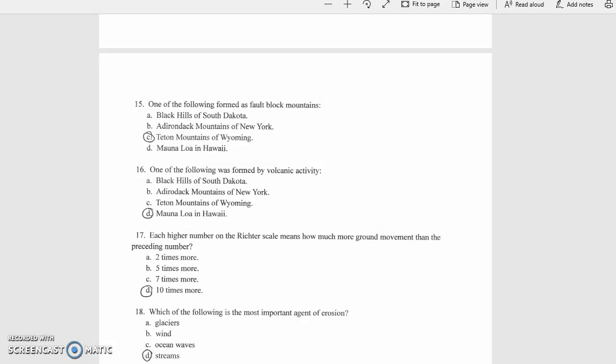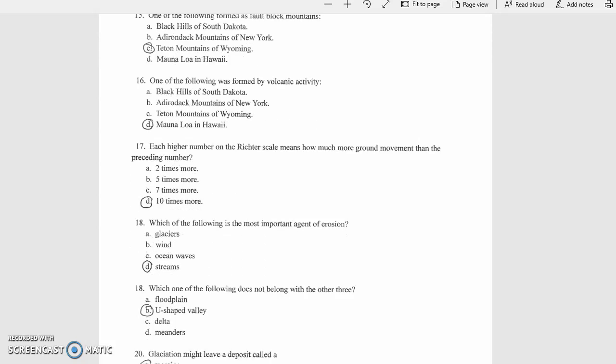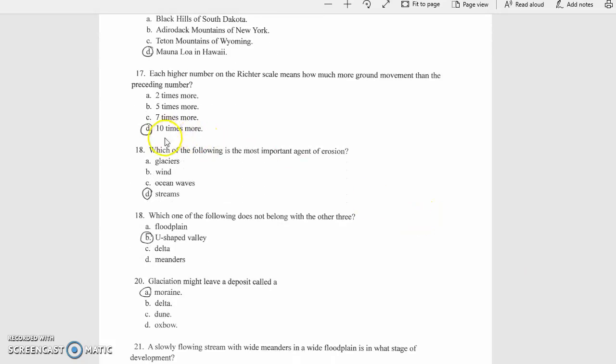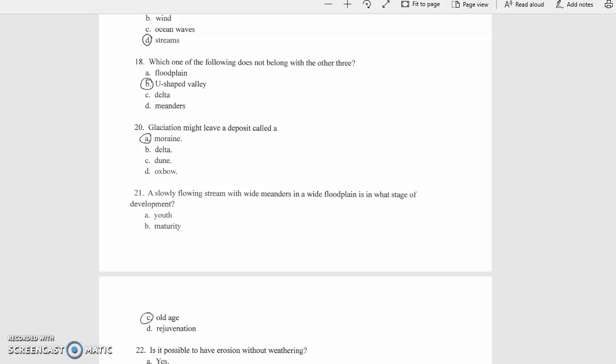Okay, the Richter scale, that's a log scale. So that means each one is 10 times more. Most important agent in erosion are streams. The one that does not belong with the others is the U-shaped valley. Glaciation might leave a deposit called a moraine. And then we have the slow flowing stream with meanders and a wide floodplain, developed in old age.